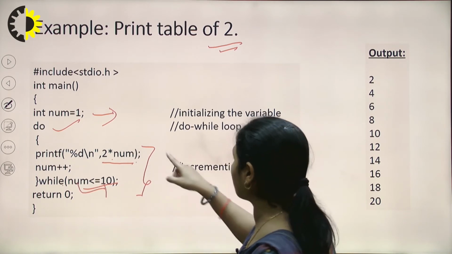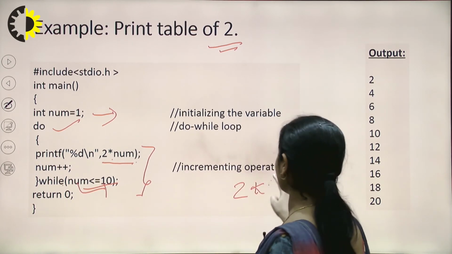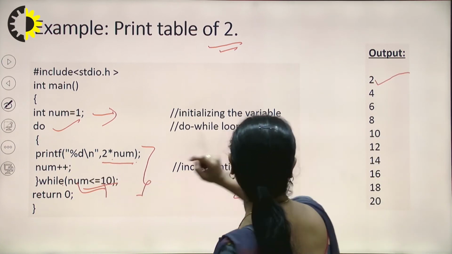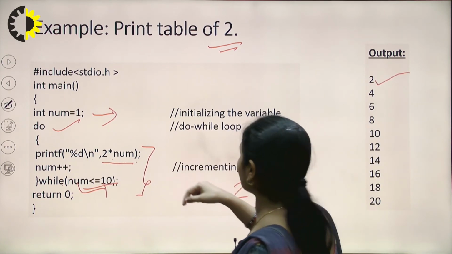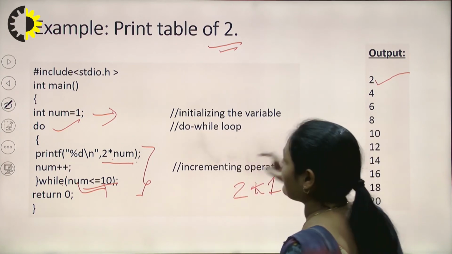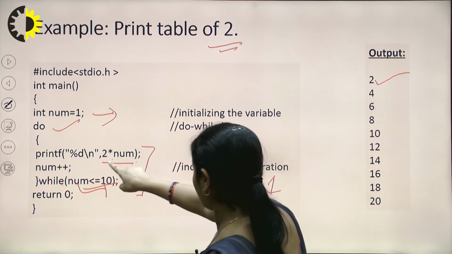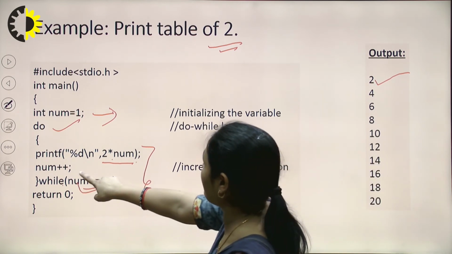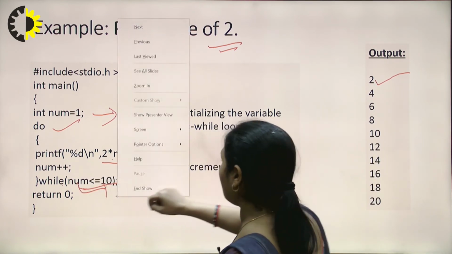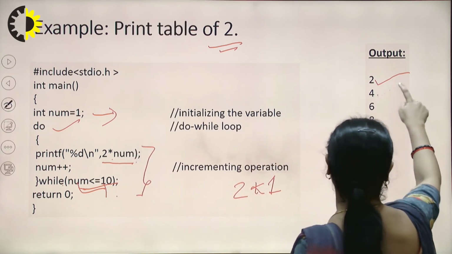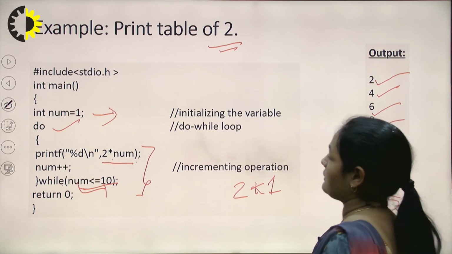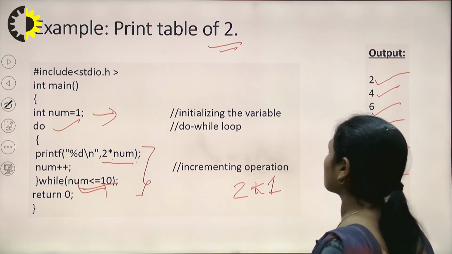So how it will execute? 2 multiply by 1, it will print 2. Okay. After that, it will update and num value will become 3. Then 2 multiply by 3. Then 3 is also less than 10. Then it will become 4. Then 6, then 8, then 9. And when the condition is false, then it will stop.